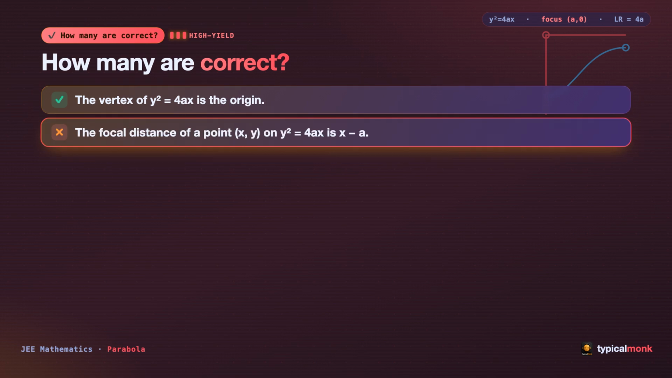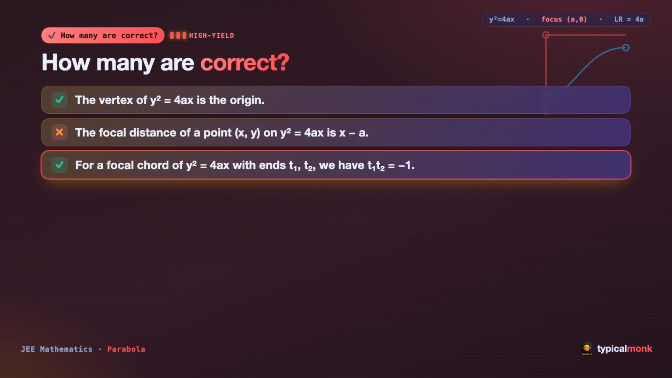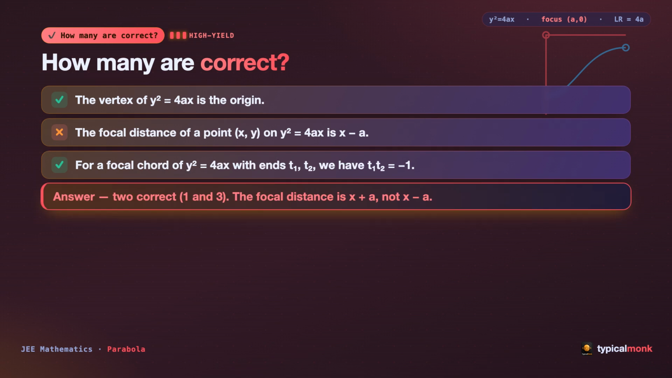That is correct. 2. The focal distance of a point (x, y) on y squared equals 4ax is x minus a. That is wrong. The focal distance is x plus a. 3. For a focal chord of y squared equals 4ax with ends t1 and t2, we have t1 times t2 equals minus 1. That is correct. So the answer, 2 are correct. Statements 1 and 3. The culprit is statement 2. The focal distance is x plus a, not x minus a.